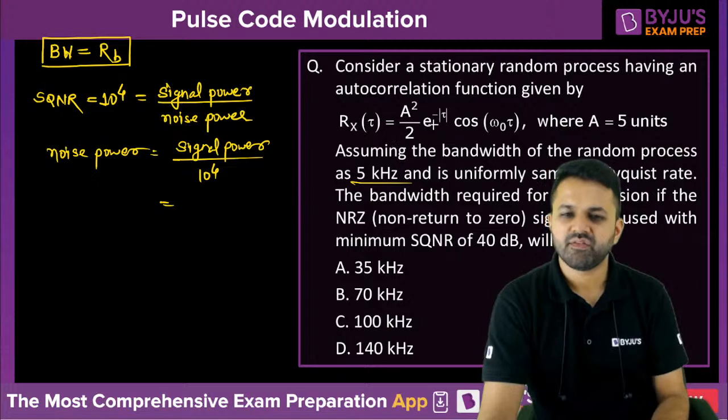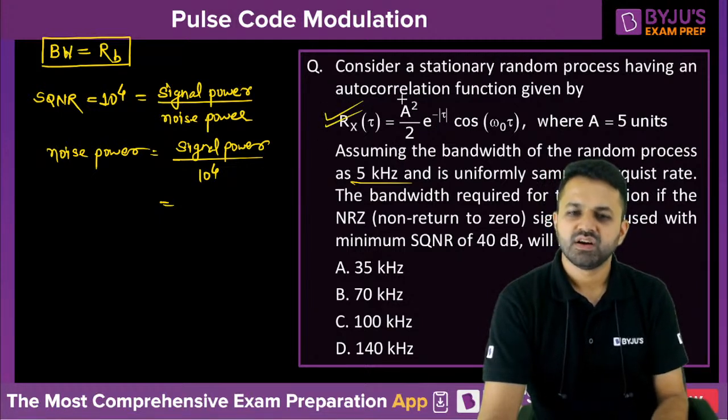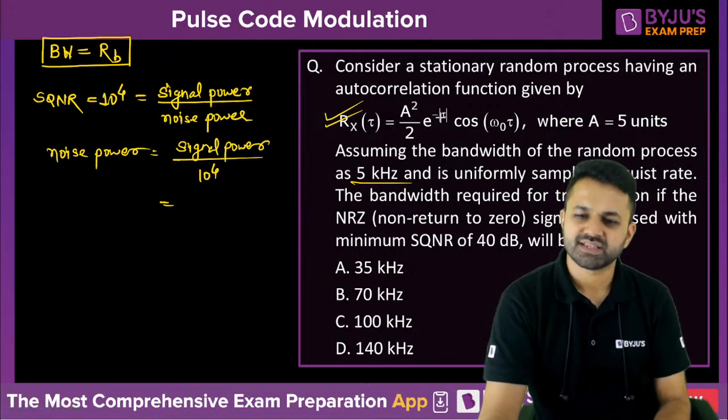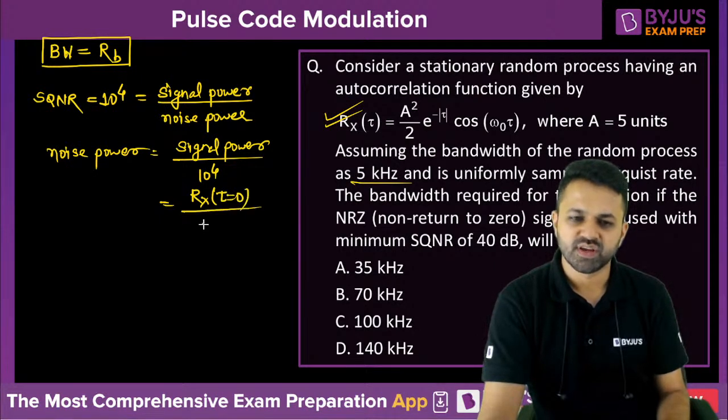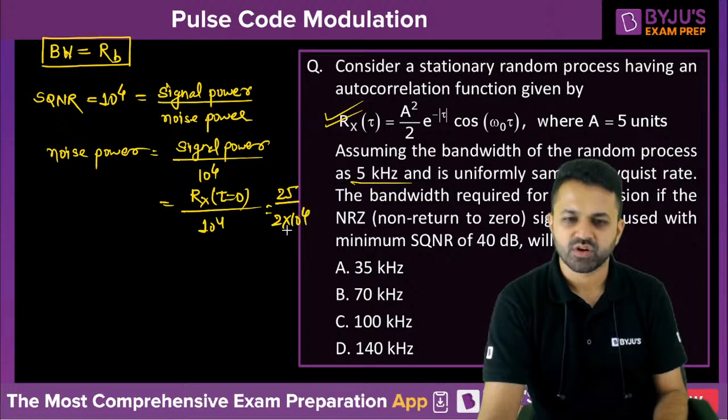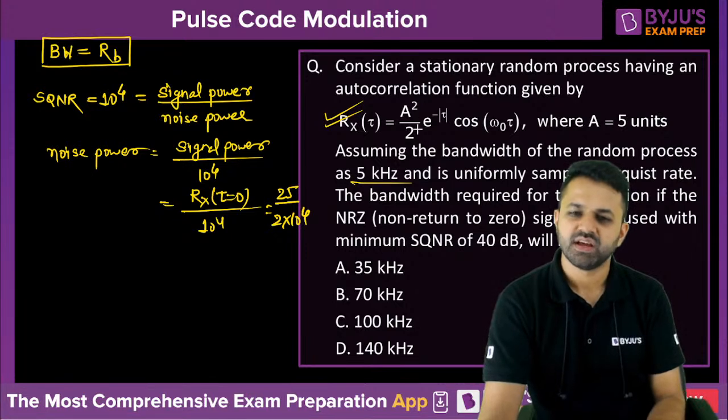So what is the signal power? The signal power we can get from the autocorrelation given for the signal, which is A squared by 2 e to the power minus tau cos omega naught tau. We calculate the signal power at tau equal to 0, because for tau equal to 0 we get the power. That is 25 divided by 2 into 10 raised to power 4, because at tau equal to 0 you get A squared by 2 and A is 5, so 5 squared, that is 25 divided by 2, e to the power 0 is 1 and cos 0 is also 1.